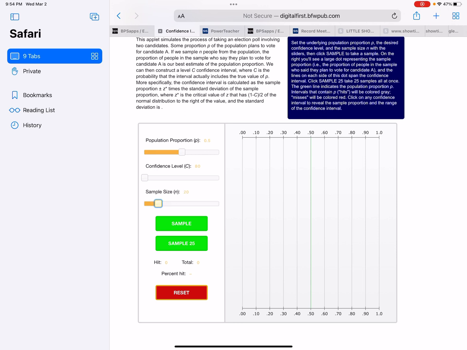And sample for one interval. Okay, and I think I still want to be at 80%, it looks like. So if I do it for one interval or one sample, there's my confidence interval.